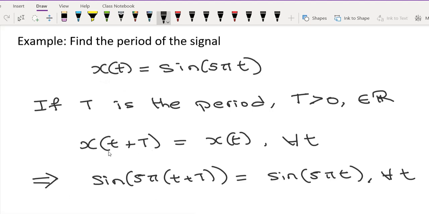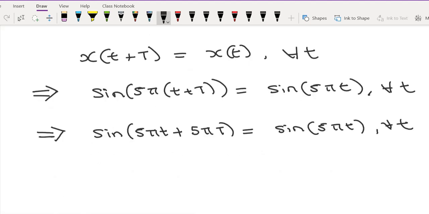So on the left hand side, I should plug in t plus capital T for t, and I get sine 5 pi of t plus T will be equal to sine 5 pi t, and this should be true for all t. Also note that I'm using another symbol here. This symbol here means implies. So this statement here implies this, and this implies this because of the definition. I can rewrite this statement as this statement here.